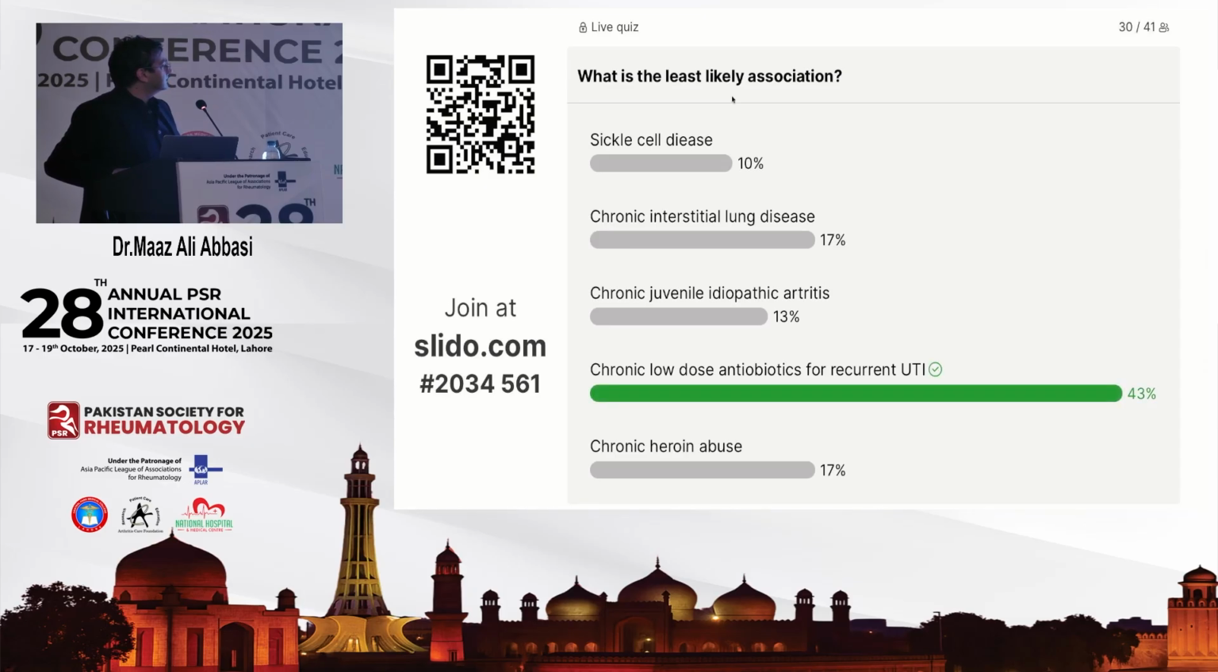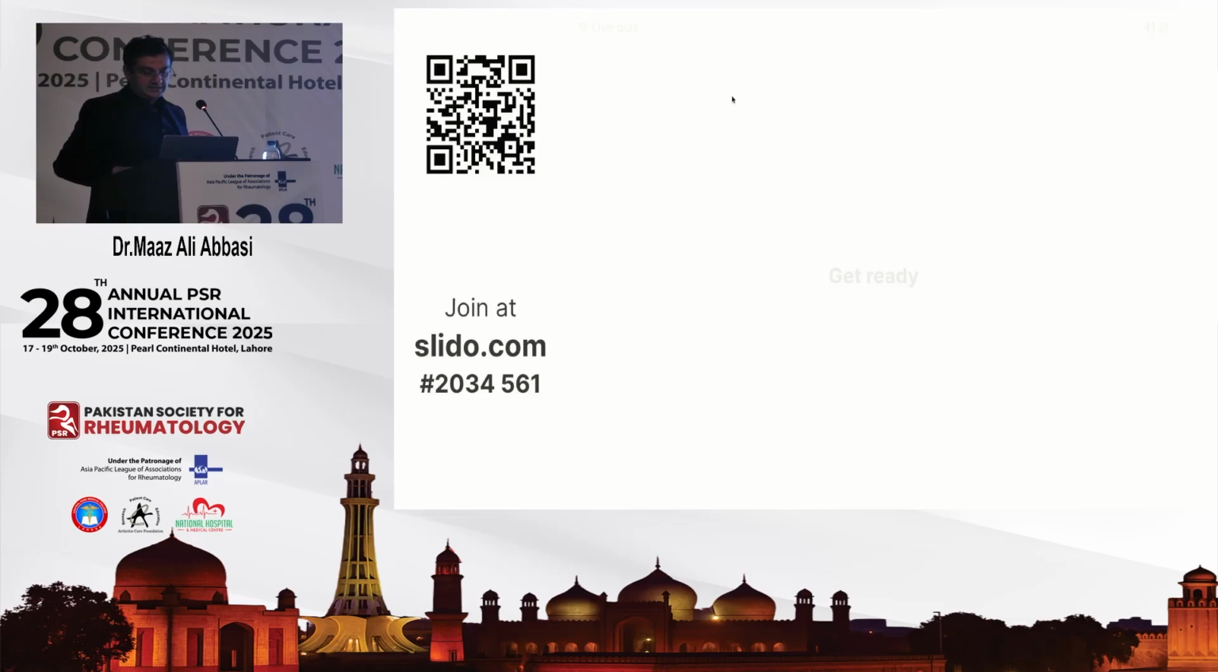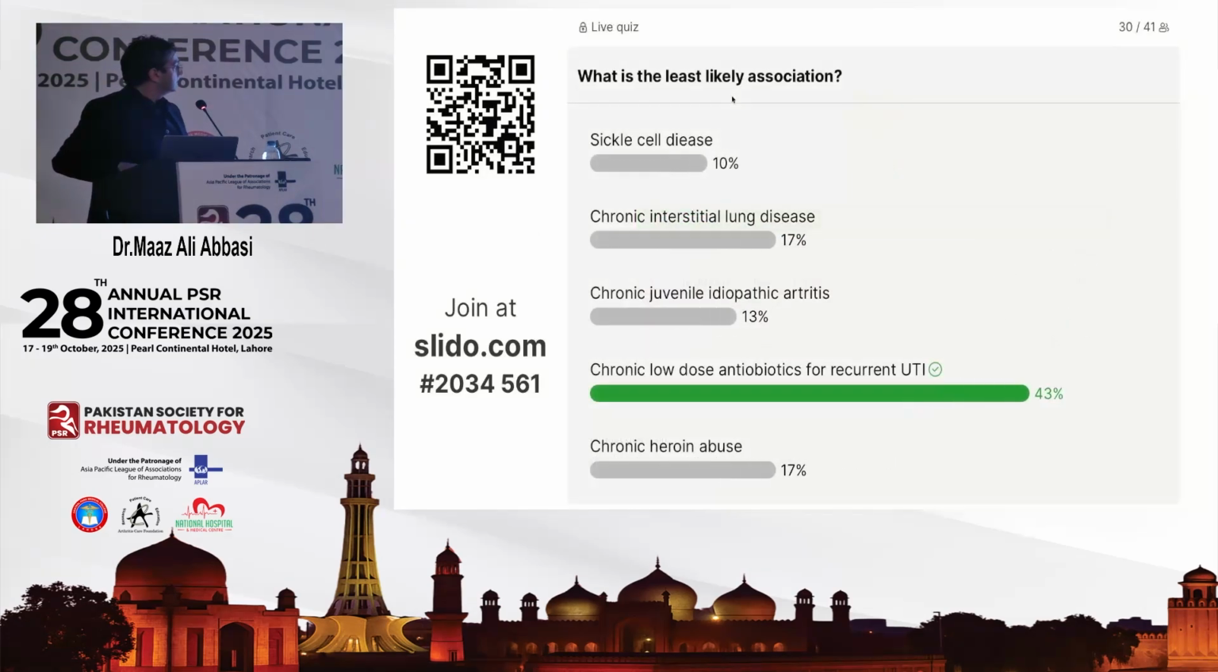So, what is this? This is bilateral AVN of the hips, of both femoral heads. And all the other answers here are associated with bilateral AVN. The only one is chronic use of antibiotics, which has never been associated with bilateral femoral head AVN. But all the others: chronic interstitial lung disease, because you're on long-term steroids, similar long-term steroid use, and heroin. Heroin abuse has also been shown to be associated with that, and obviously sickle cell disease, we all know.